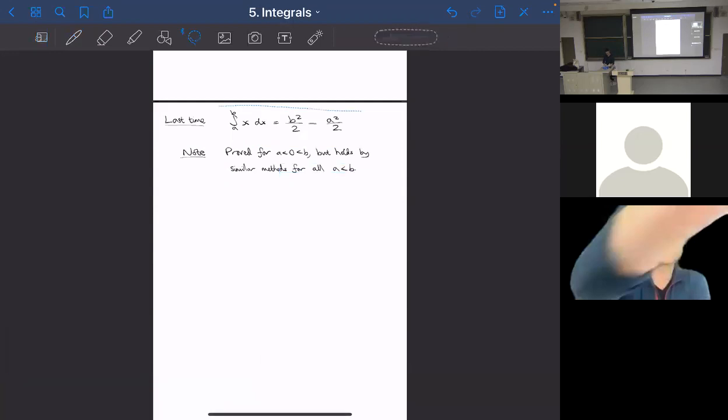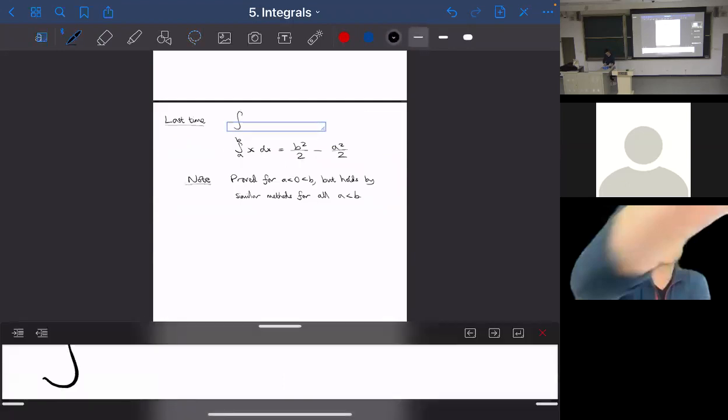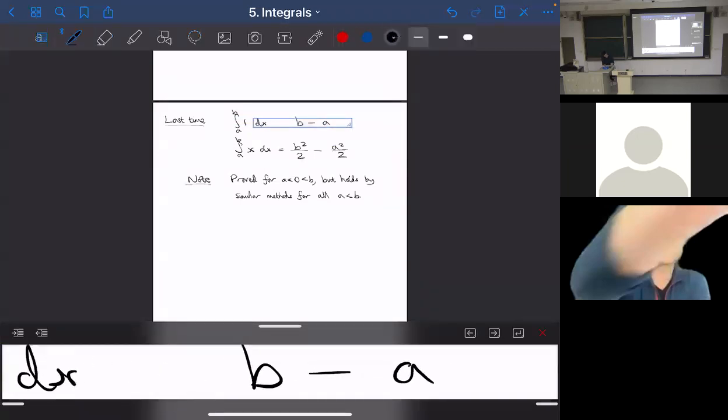Okay, let me add another thing we proved. The integral of a constant, or let's just take 1 to be simple. The integral of just 1 is the difference between the limits of integration. And that matches with the area under the graph interpretation. Both of these things can be thought of as areas under the graph of a constant function 1 or the function x.